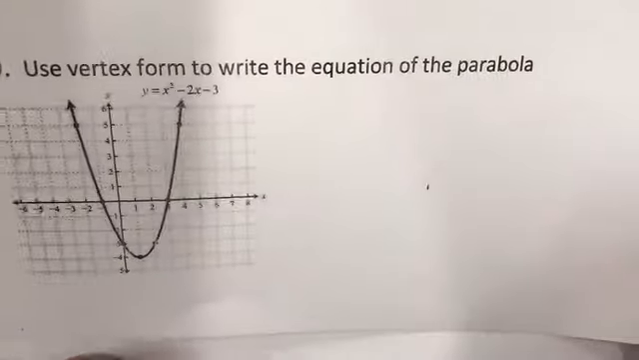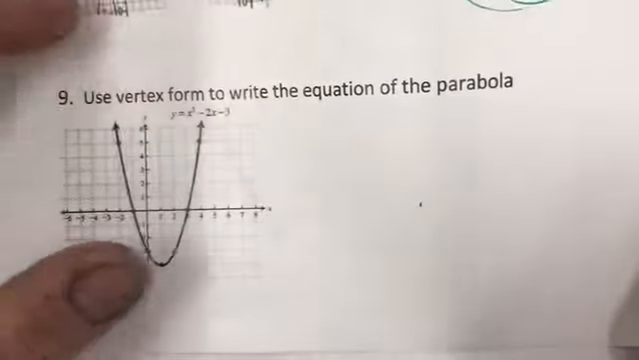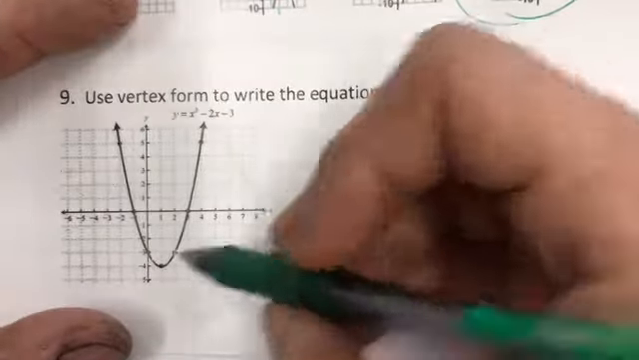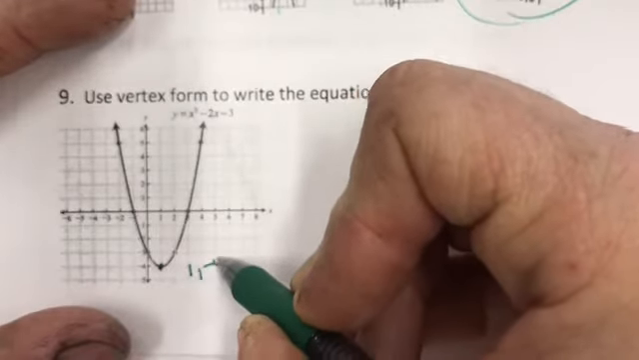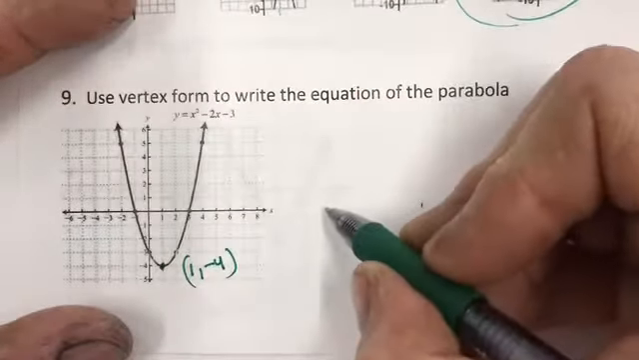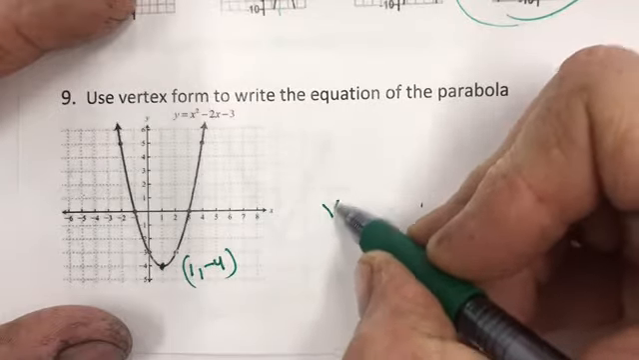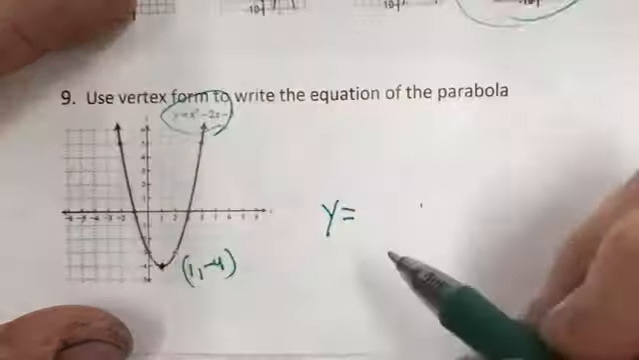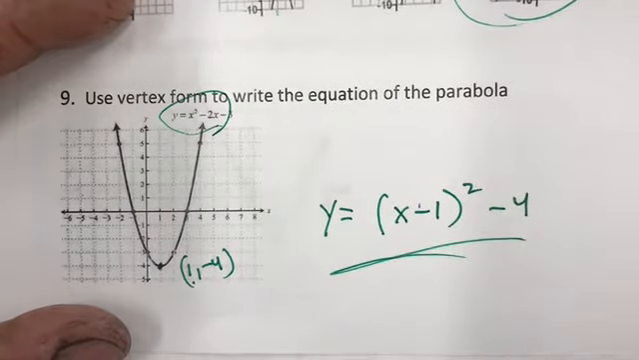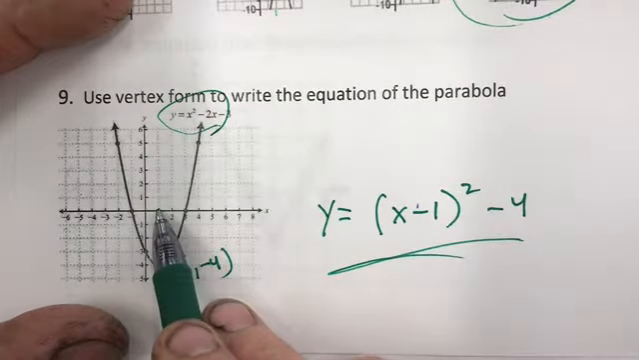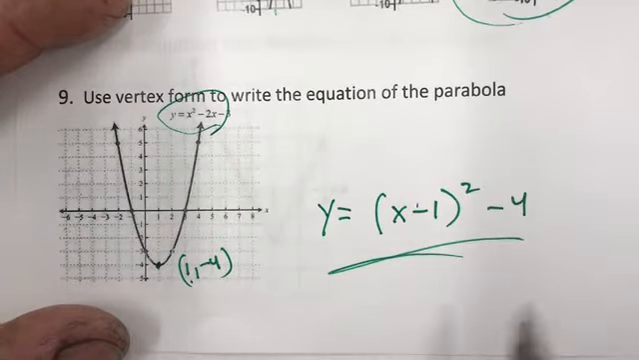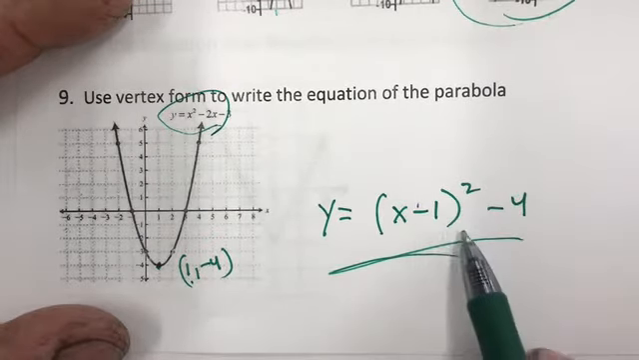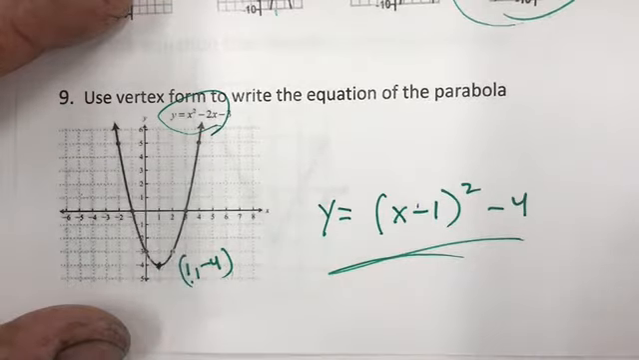Number 9, use the vertex form to write this equation. Okay, so my vertex right there is 1, negative 4. All right, so when I write this out, it's going to be y equals, here's the equation in standard form, but we want to write it in vertex form. So since the vertex is 1, it's going to be x minus 1 squared, and then I'm going to have minus 4, and that'll be it right there. So I'm going to the right 1, which means it's to be x minus 1, which kind of is the opposite of the positive 1. And then it's going down 4, so minus 4.